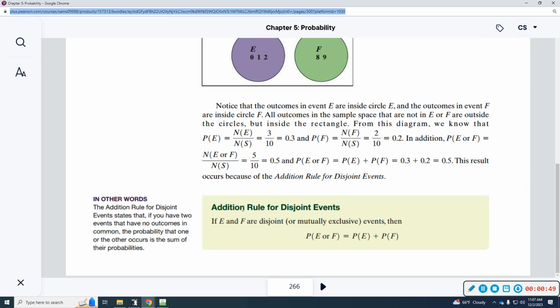So then we come down here and we see the addition rule for disjoint. So if you've got two events that have nothing in common and we want to find E or F, then the probability of E or F, so when we see "or," is the word for union, but when we see "or," we're going to be adding events together. So if they are disjoint, they have nothing in common, I will just add the probability of E to the probability of F, and that will give me the probability of E or F.